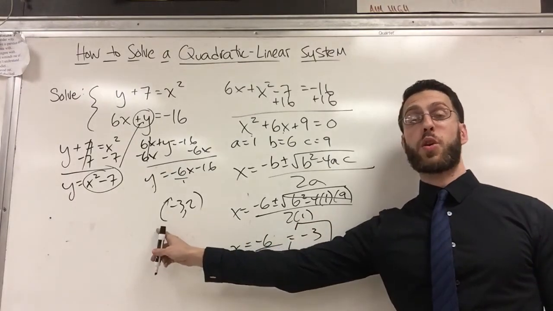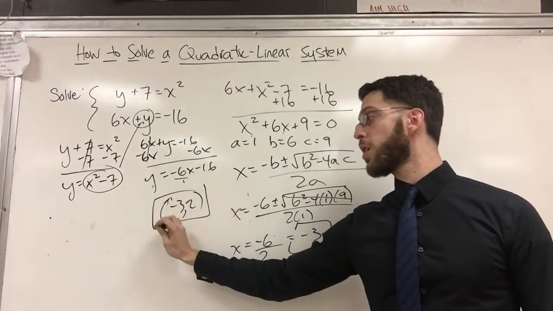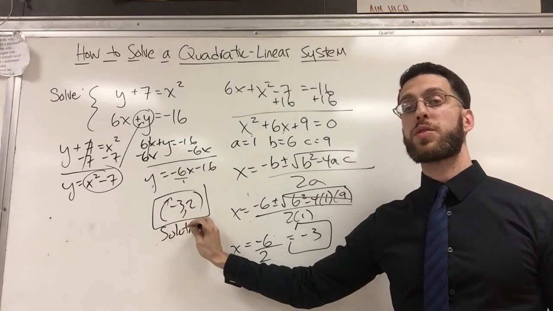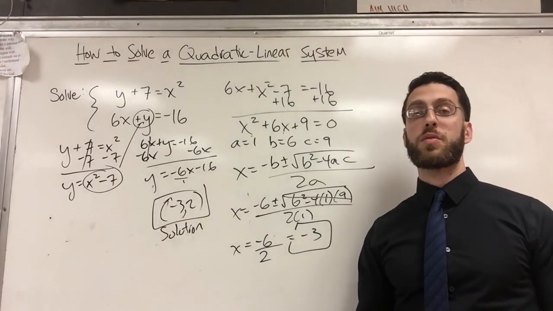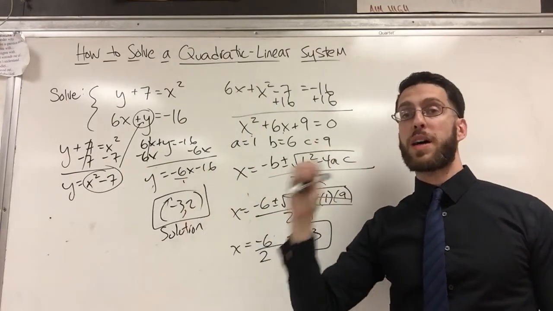I got the same answer no matter how you do it. Take the -3, plug it in, you will get 2. There is your solution, also known as your point of intersection. The maximum amount of points of intersection in the quadratic linear, 2. You could also get 1. It's possible to get none.